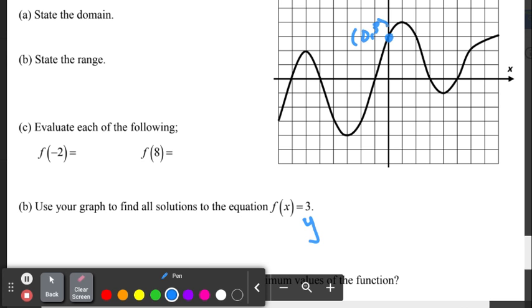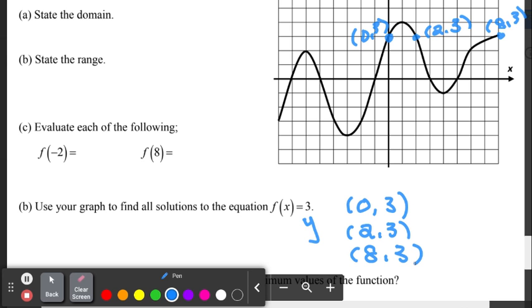This is 0, 3. This is 2, 3. And this is the point 8, 3. So if you want, you can write those points down. 0, 3, 2, 3. That's perfectly fine. Or you could say x equals 0, 2, 8. Either way.